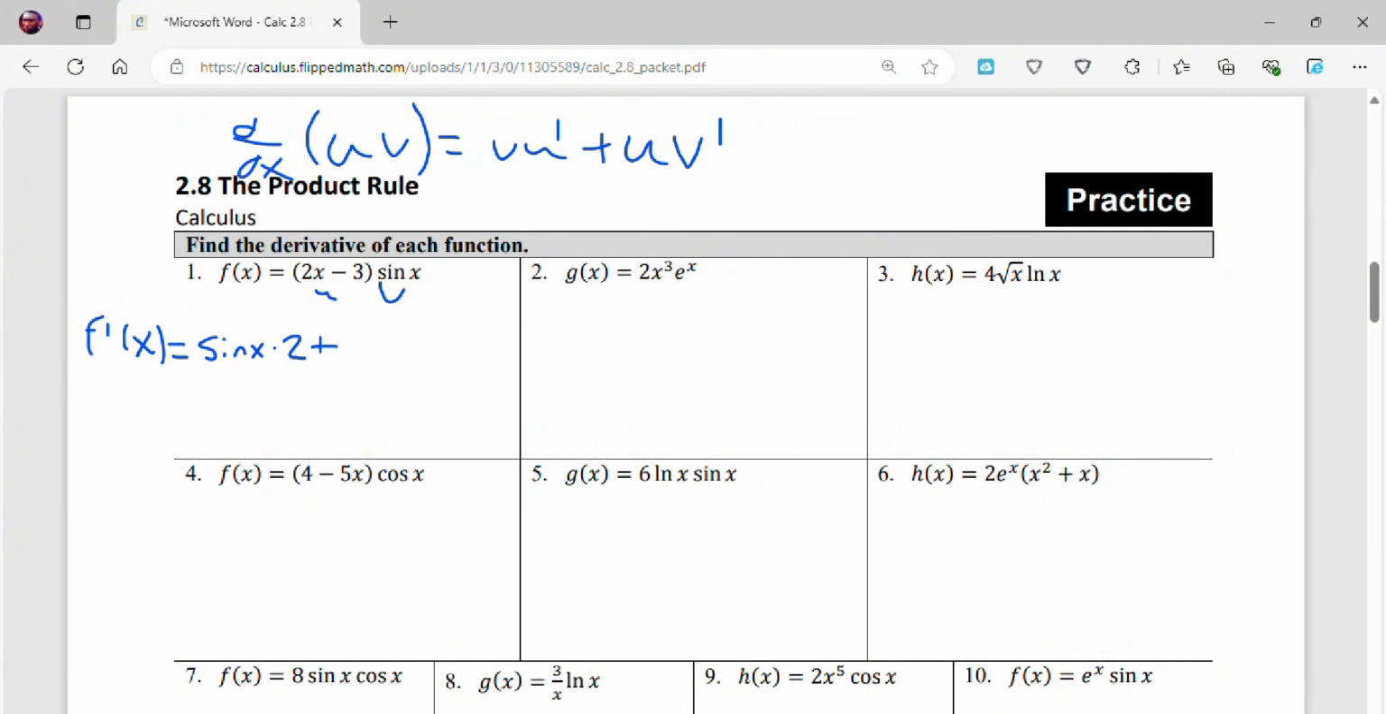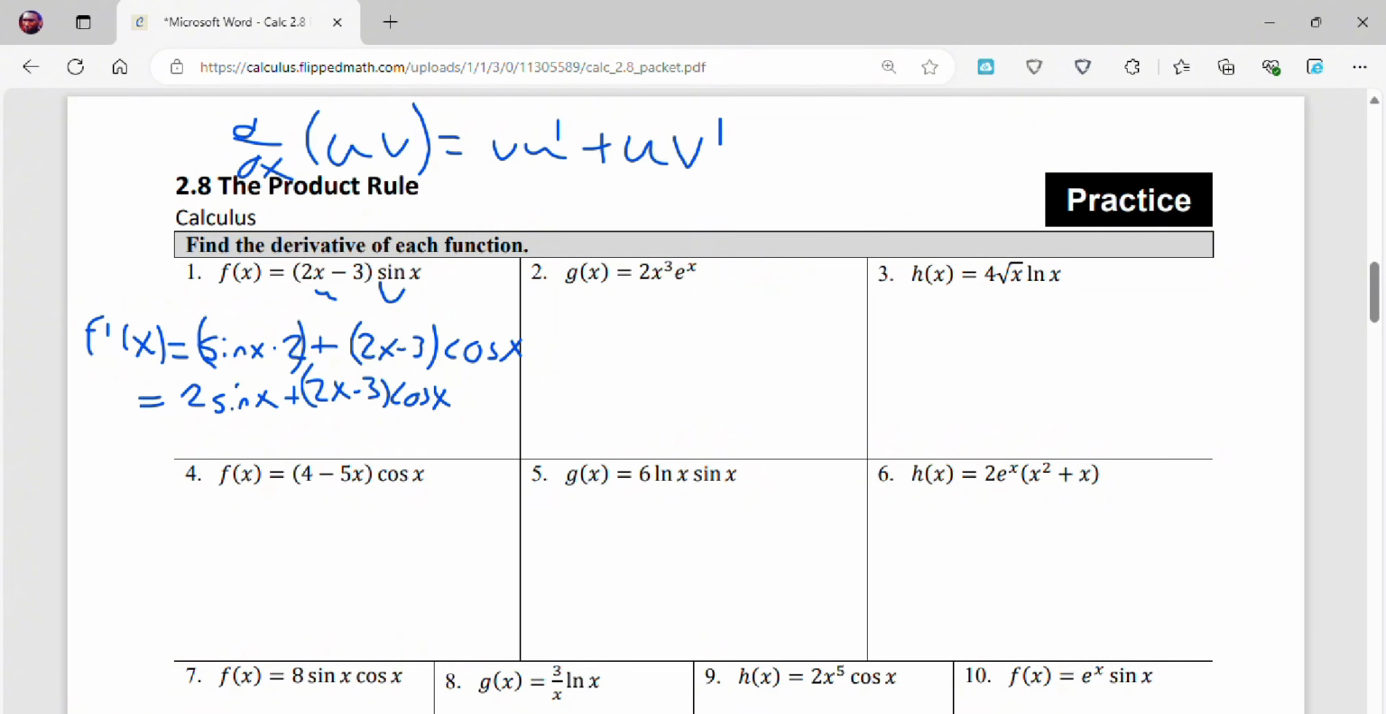Okay. Plus, then we're going to write parentheses there, right? Plus U. So our U is 2x minus 3, times V prime. Our sine x is V, so the derivative of sine x is cosine x. So our final answer is 2 sine x plus 2x minus 3 times cosine x. And we're going to do that exact same thing for every question, right? We're going to identify our v, our u, and we're going to apply the formula.